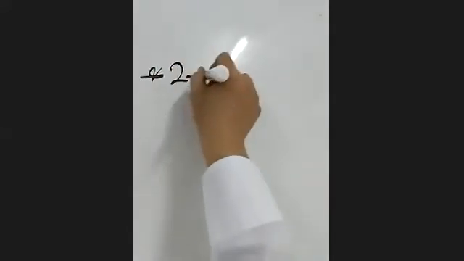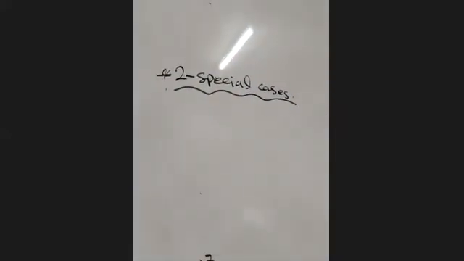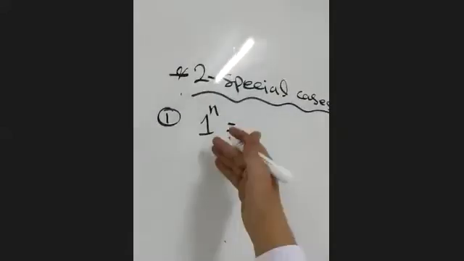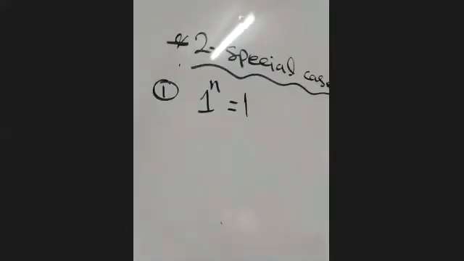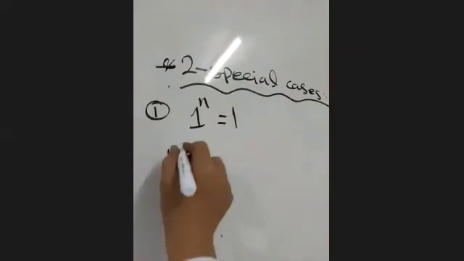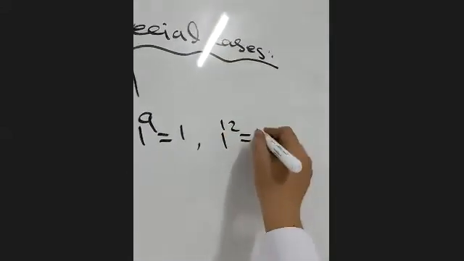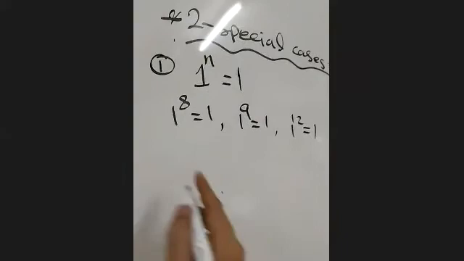Right. Now, guys, we have 2 special cases here, and I want you to focus on them. The first one: 1 to any power. N here is any power. It is always 1, because if you multiply 1 by itself as much as we want, the answer is always 1. So 1 to the power 8 is 1, 1 to the power 9 is 1, 1 to the power 12 is 1.